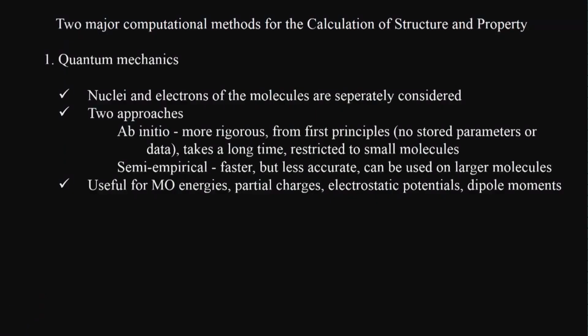In quantum mechanics, the nucleus and electrons of the molecules are separately constituted. That means you look at electrons separately, nucleus separately. There are two approaches here. One is called the ab initio method, the other one is called the semi empirical method. The ab initio method is very rigorous. It requires a lot of calculations. There are no stored parameters. It takes a long time. It can be used only for small molecules, tens of atoms.